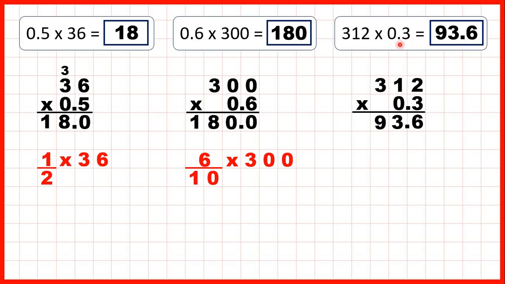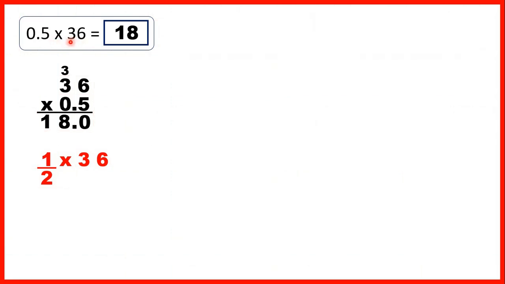Again, we could have changed 0.3 to 3/10 and multiplied that by 312. 312 divided by 10 is 31.2, and then 31.2 times 3 gives the same answer as 312 times 0.3. Or we could have multiplied the numerator first. 312 times 3 is 936, and then we could have divided that by 10 to get our answer 93.6.